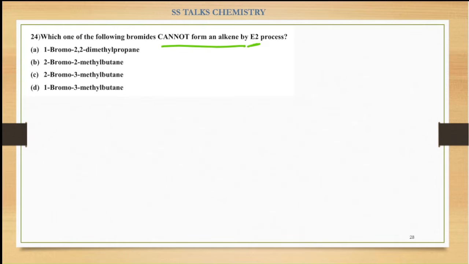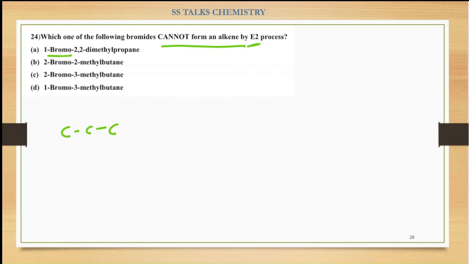So to see this E2 process, we will be drawing the structures of all of these molecules they have given to us, so that we can get to know which molecule cannot form the alkene. So first is 1-bromo-2,2-dimethylpropane. That means 1, 2, 3.